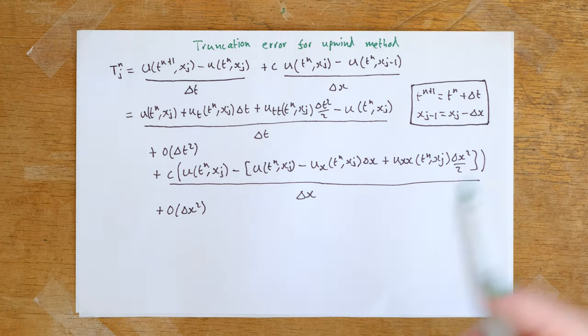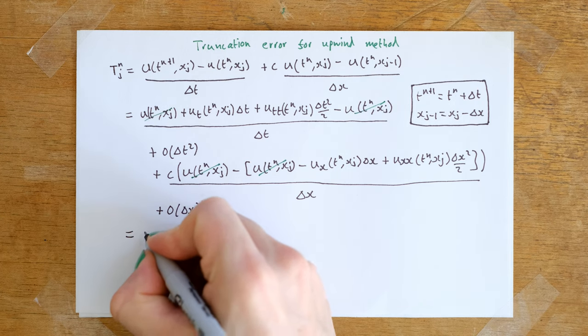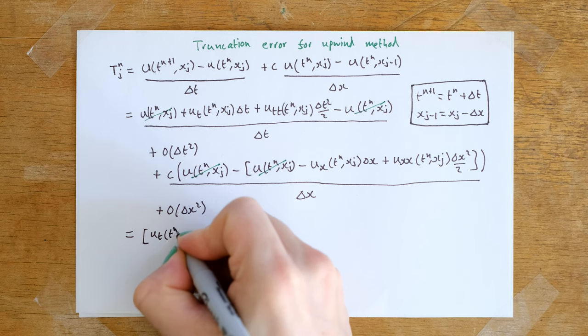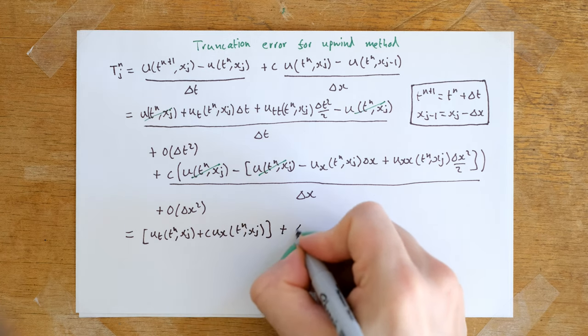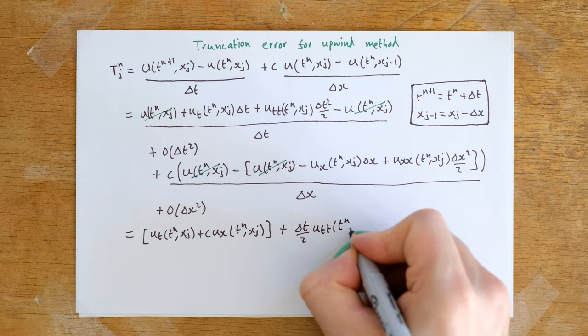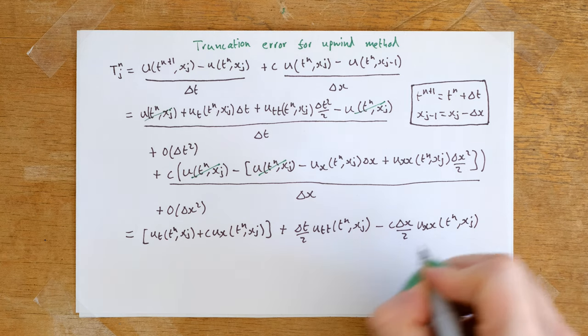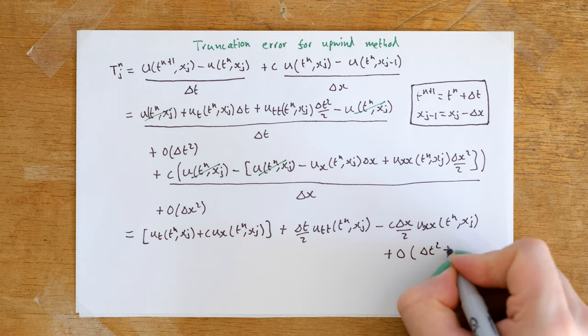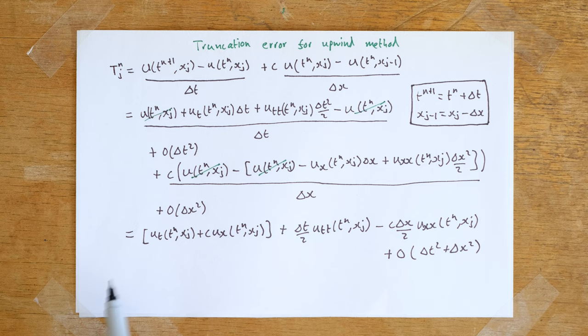So we see that there are now some terms that cancel away. So the u at t_n and x_j cancels with this u at t_n and x_j, and this u at t_n and x_j cancels with this u at t_n and x_j. And we're left with the following expression. And at order one terms, we have u_t plus c u_x, and we know that this will evaluate to zero because our mathematical solution satisfies that u_t plus c u_x equals zero.